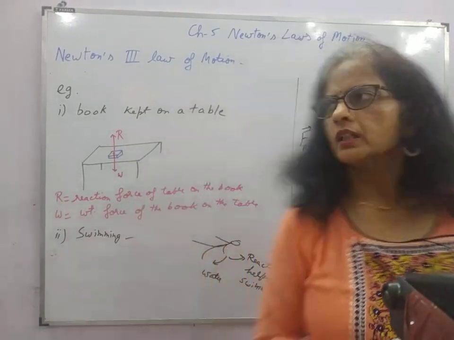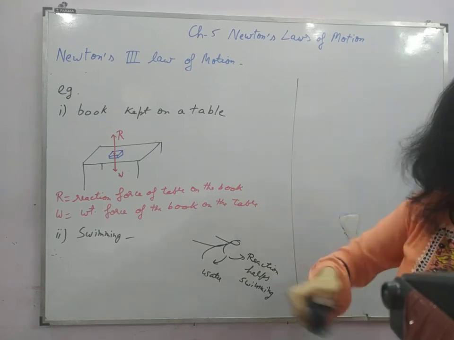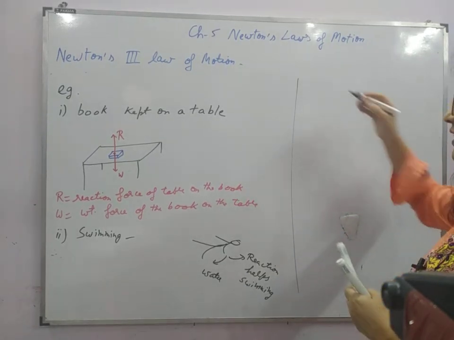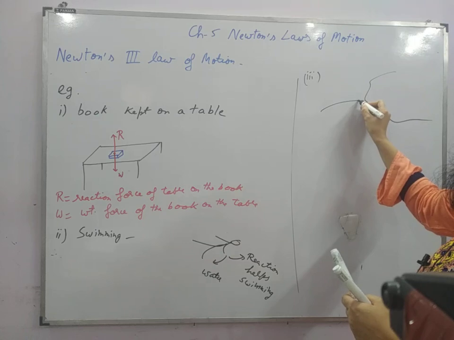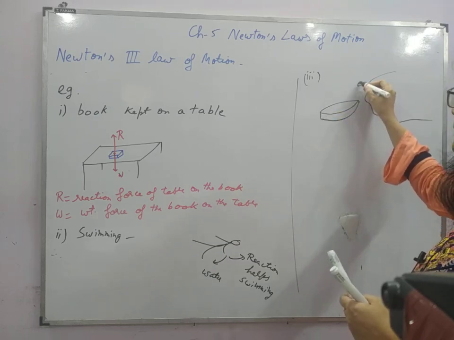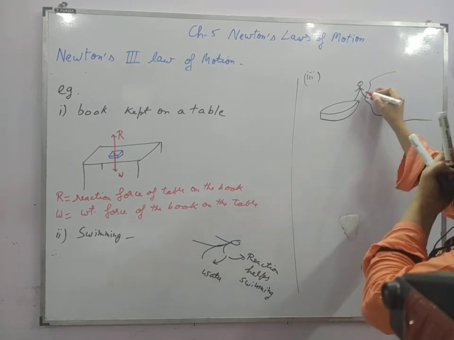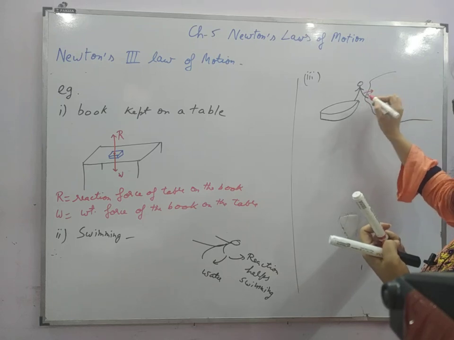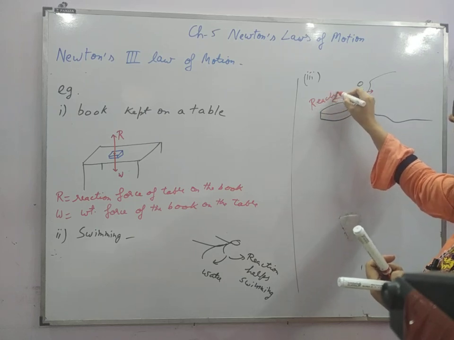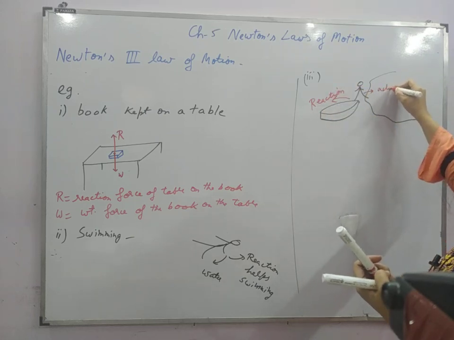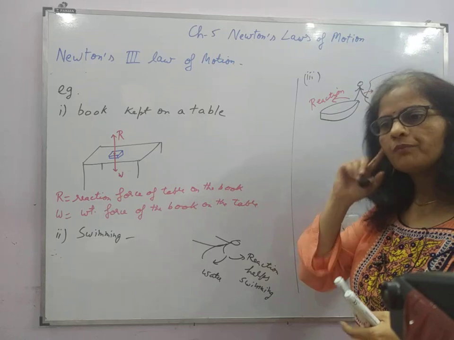Then we have a person jumping out of a boat, and the boat is shifted slightly backwards. So we can take the third example like this. This is the shore and this is the boat. A person who jumps out of the boat gives this reaction, so the boat is shifted backwards. So this is the reaction and this is the action in this case. So these are in pairs acting on different bodies.